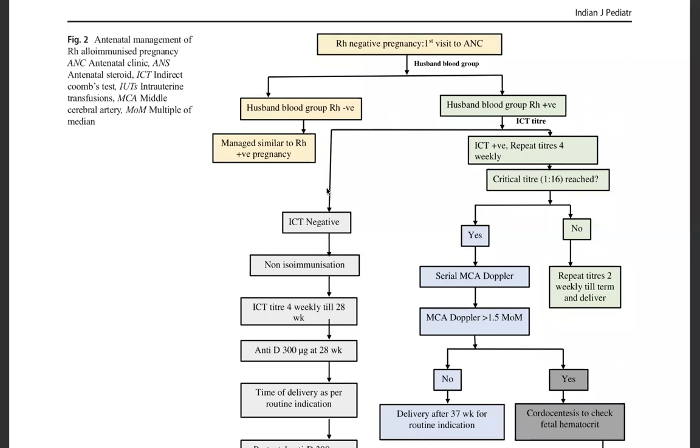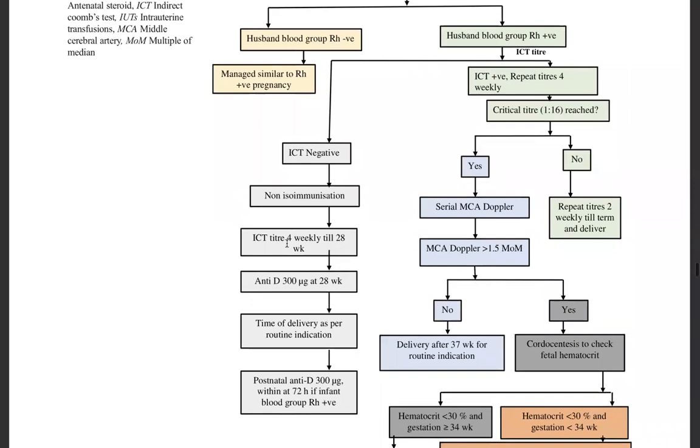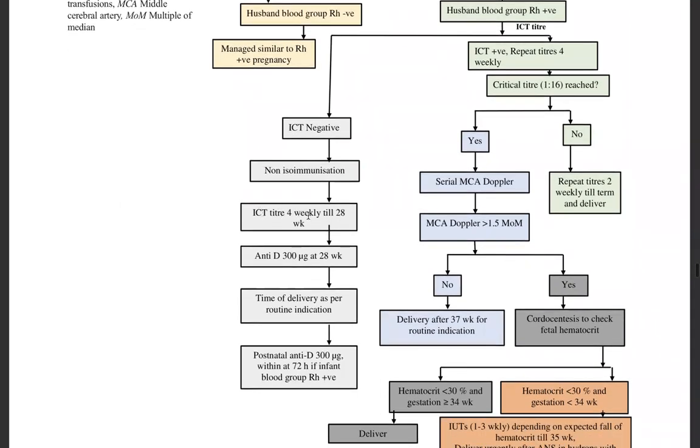Suppose ICT is negative, then she is not isoimmunized still. Then we have to monitor ICT only. Once the ICT is positive, we have to look at the titer. If she is still ICT negative, what we have to wait for is whether she is getting isoimmunized or not. So every 4 weekly we have to monitor.